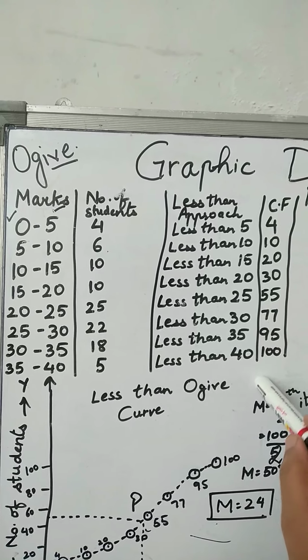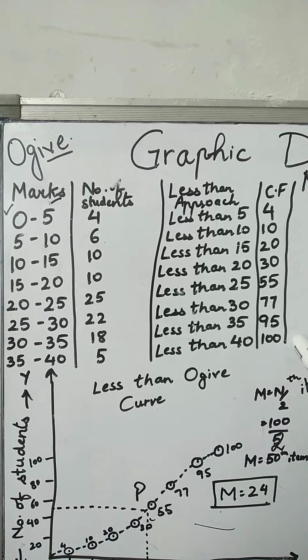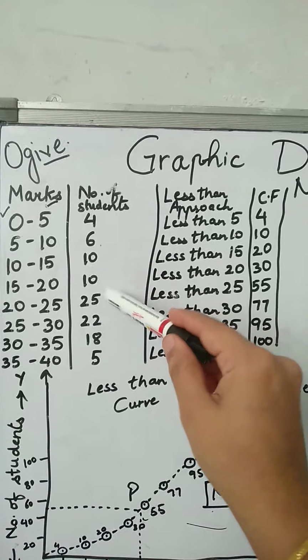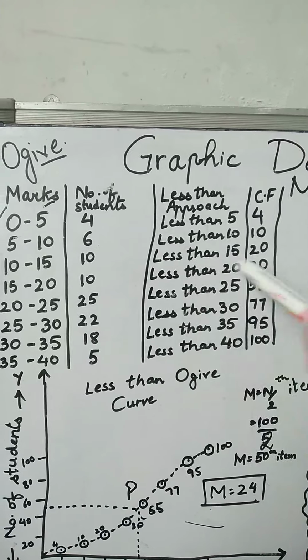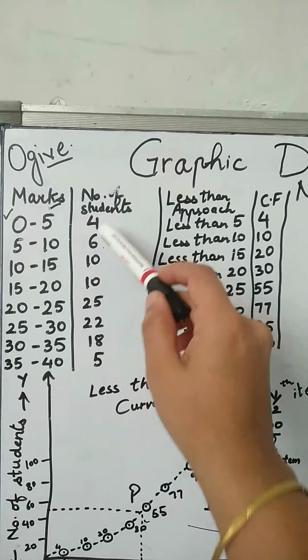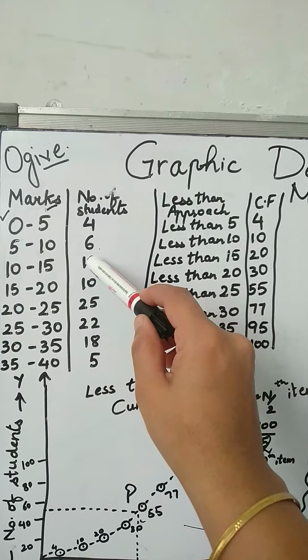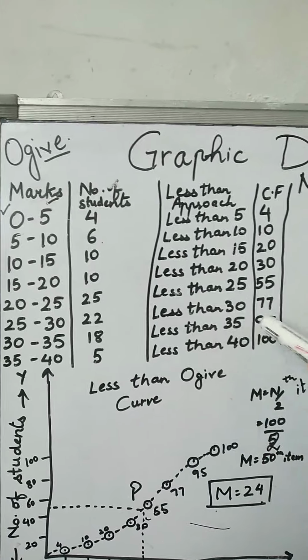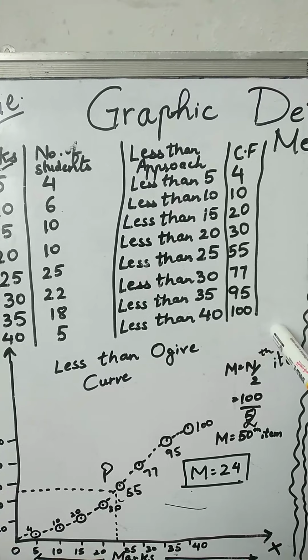The next step is we will find out the cumulative frequency of the frequency given. Over here we are given the number of students. We are going to convert it into cumulative frequency. So it will be 4, 4 plus 6, 10, 10 plus 10, 20, 20 plus 10, 30. Likewise, we will get the total as 100.